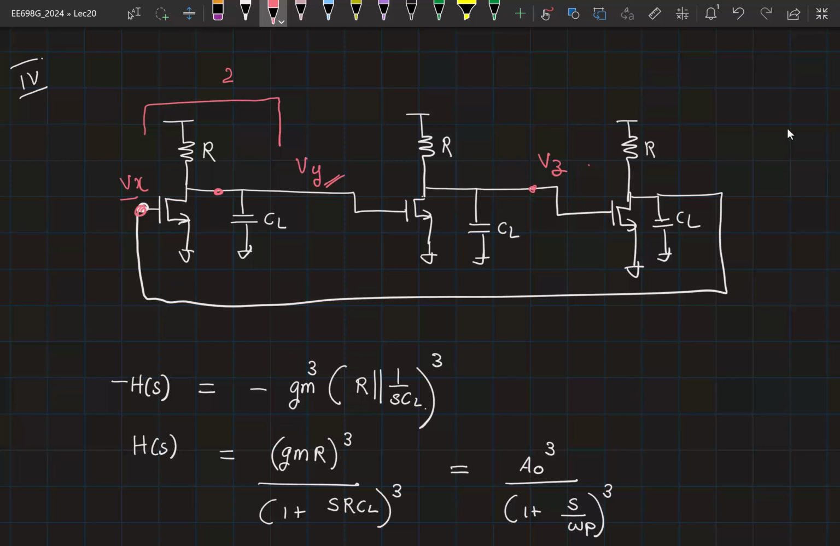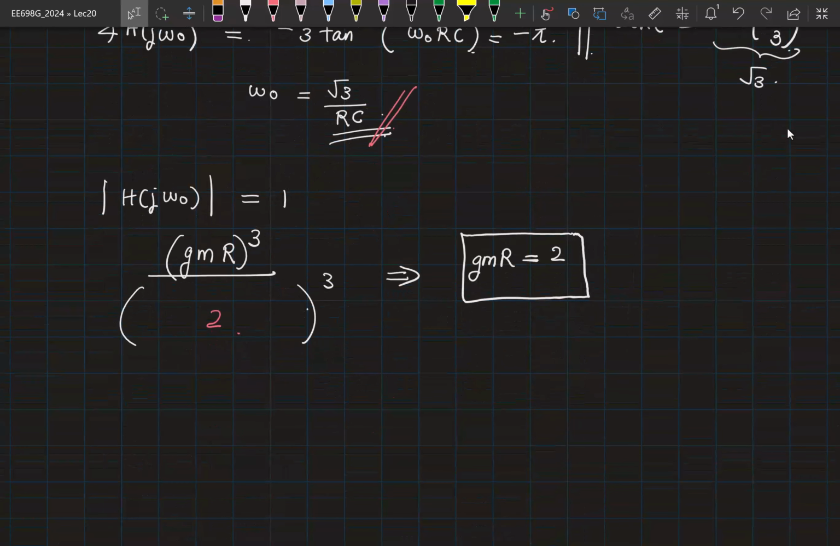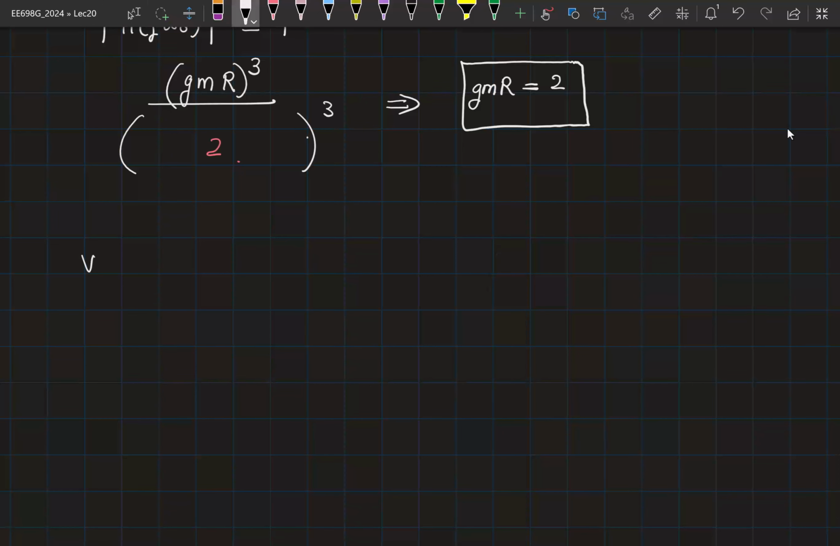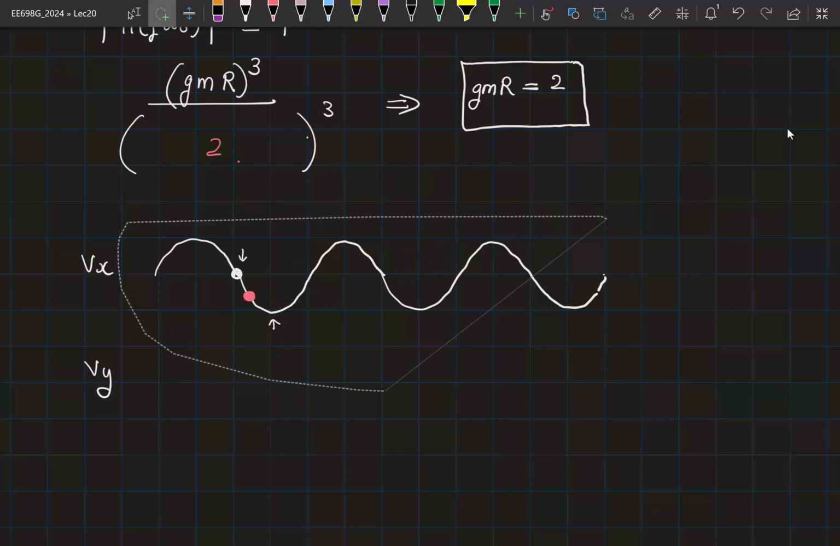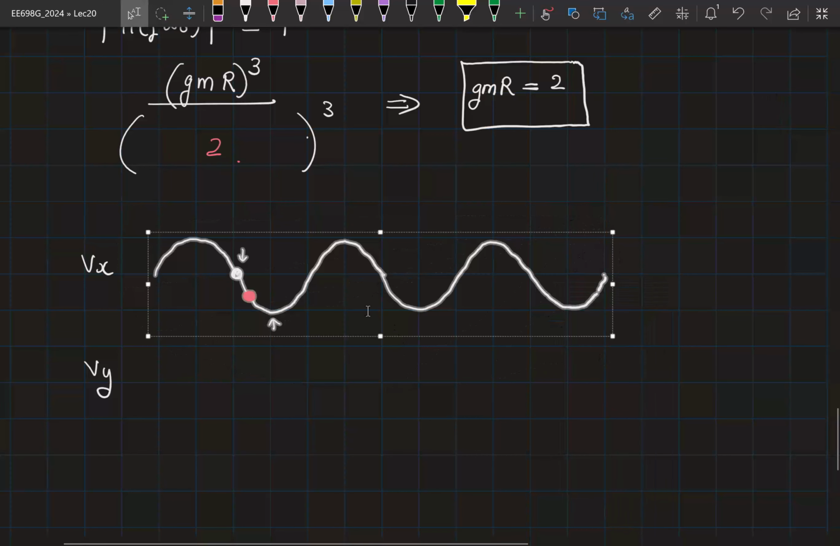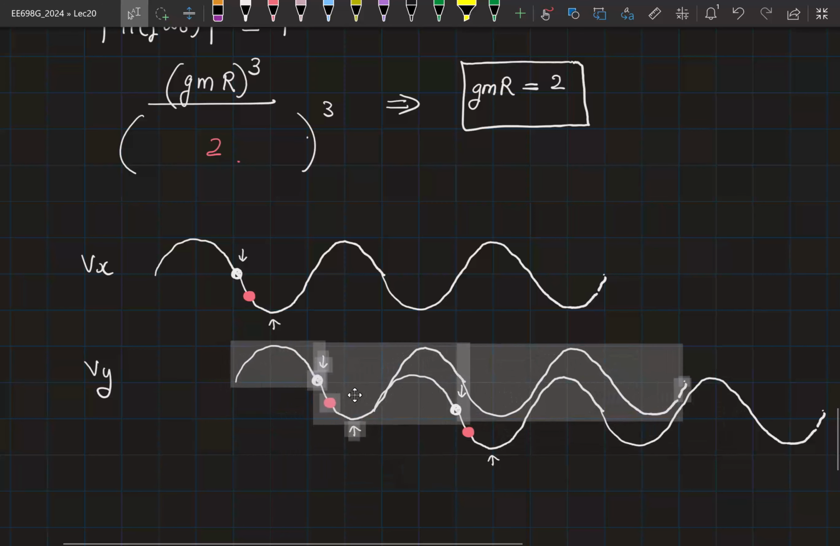Because the gain from Vx to Vy is minus GM into the impedance, right? So that minus sign, you can either think of it as plus 180 or minus 180. So if I think of it as minus 180, then it is minus 180 minus 60. You have a total phase of minus 240 degrees. So I can then sketch Vx. Right. So, this point will be 180 degree, this is 270 degree. So, your 240 degrees will be somewhere here. So my Vy is basically this waveform shifted by 240 degrees. So it will be somewhere here.